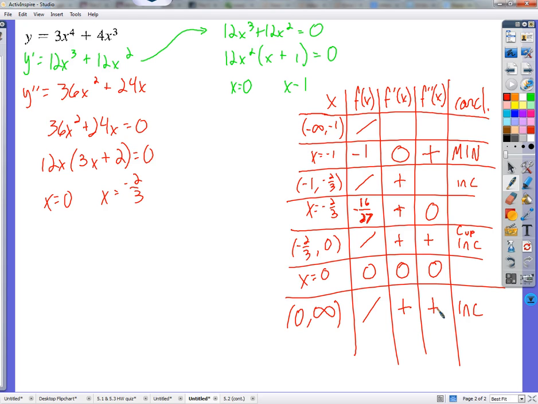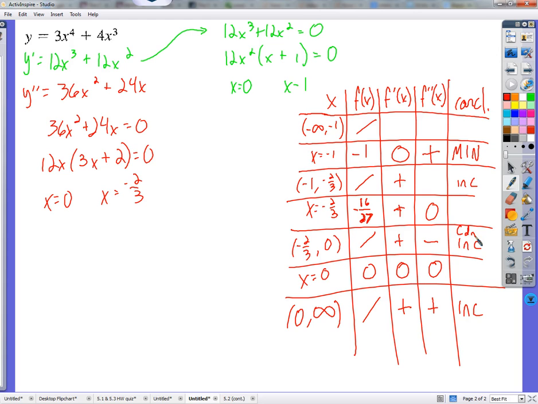Check that -1/3 again. That's not 1/3, that's 2/3. It's -1/3. It's got to be between -2/3 and 0. We're testing a point between there to see what the concavity is. It's negative, so it's concave down.